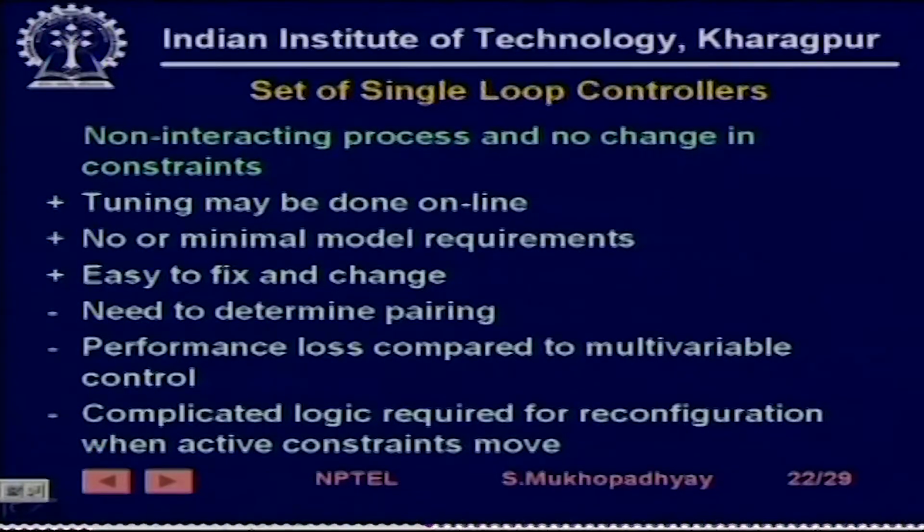And when you have active constraints, then you have very complicated logic. Above this set of single loop controllers, you must have supervisory logic, which will look at all these single loop controllers and probably carefully manipulate the set points. So, such additional logic is required. It is not that simple.